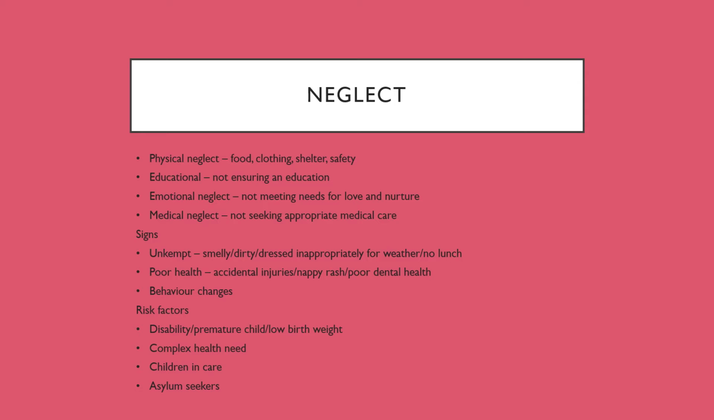The fourth main kind of abuse we're going to think about is neglect. So this is where the parent doesn't provide for the needs of the child. This can include physical neglect, so not providing appropriate food or clothing or shelter or a safe environment for that child. Educational neglect, so not ensuring that that child's educational needs are met, so either ensuring that they get to school or whatever alternative education is in place.